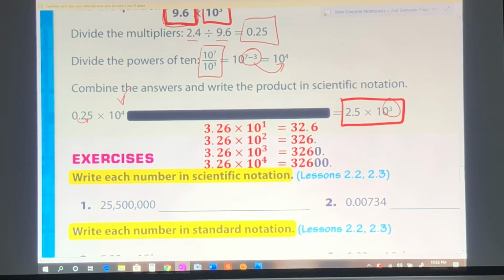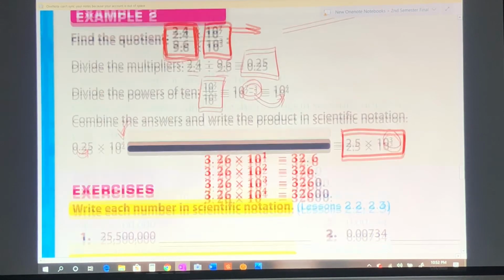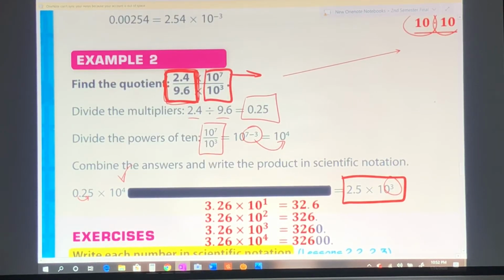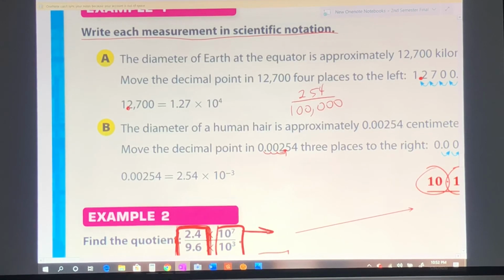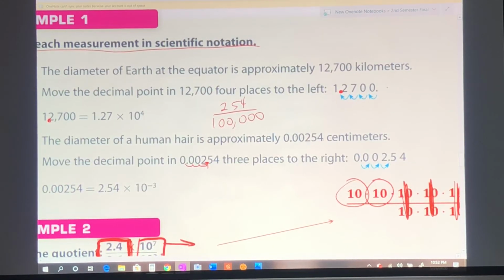Here it's 3rd power. Every time you move this way, the exponent goes 1 larger. Remember over here, we said 10 to the 4th power, because we moved it 4 places. When you go the other way, your exponent drops 1.